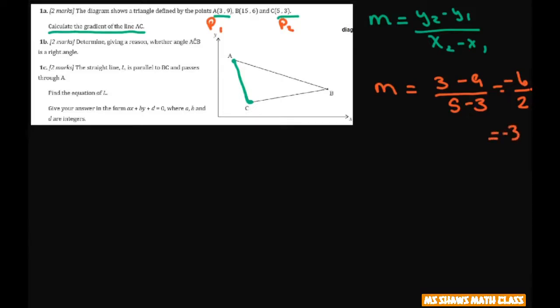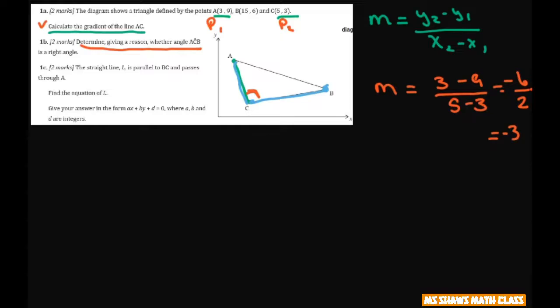All right, so there's that part. Determine, giving a reason, whether angle ACB is a right angle. So is that a right angle? And what we can do is find the gradient of CB. And if these two lines are perpendicular, then this would be a right angle.